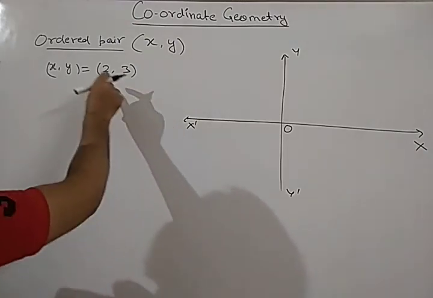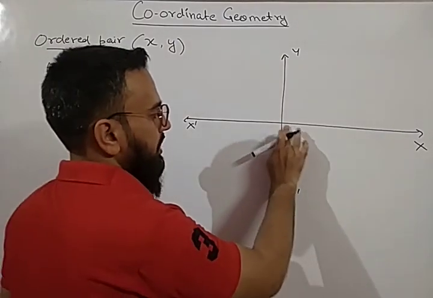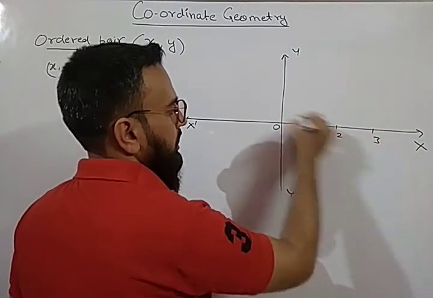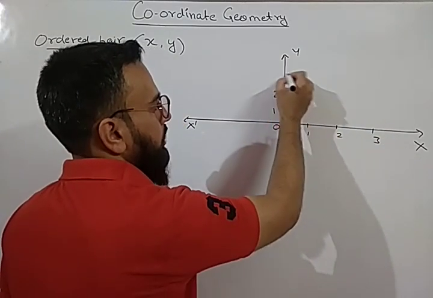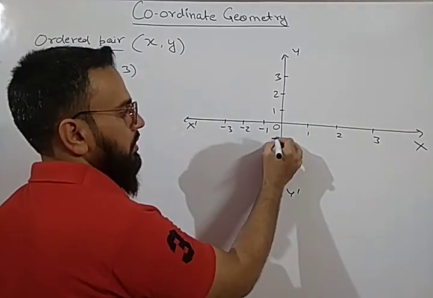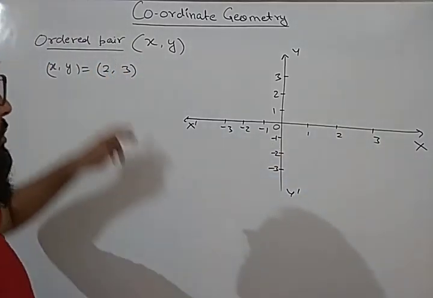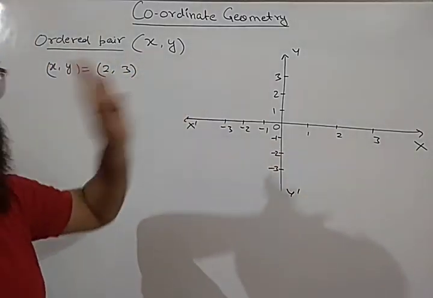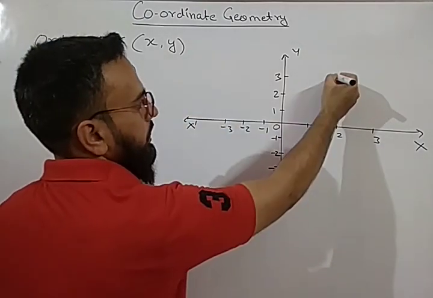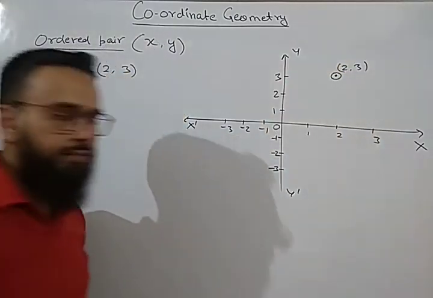Now you can plot this point. We have discussed how to plot it. This will be our origin 0, which is (0, 0), then 1, 2, 3, and 1, 2, 3, and minus 1, minus 2, minus 3 on the other sides. Now if we have to locate this point, we can do it very easily. First we move a distance of 2, then 3. This is our point (2, 3).